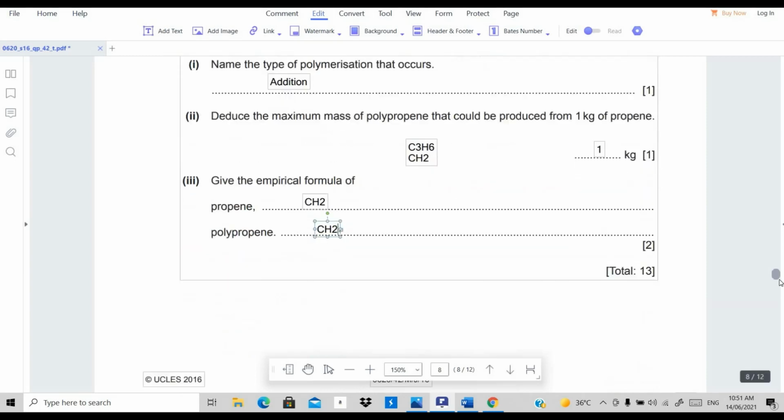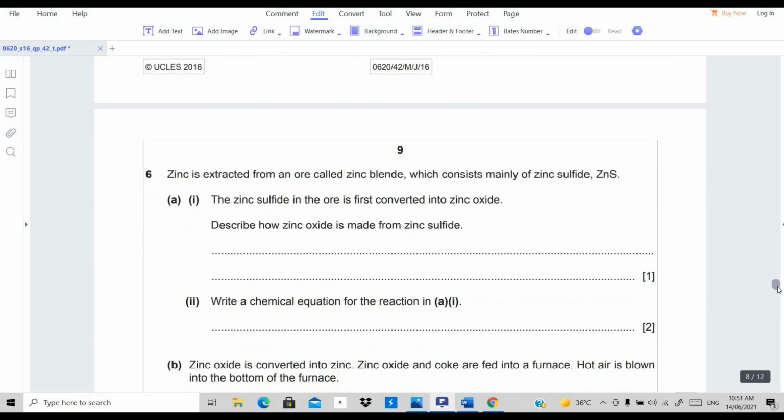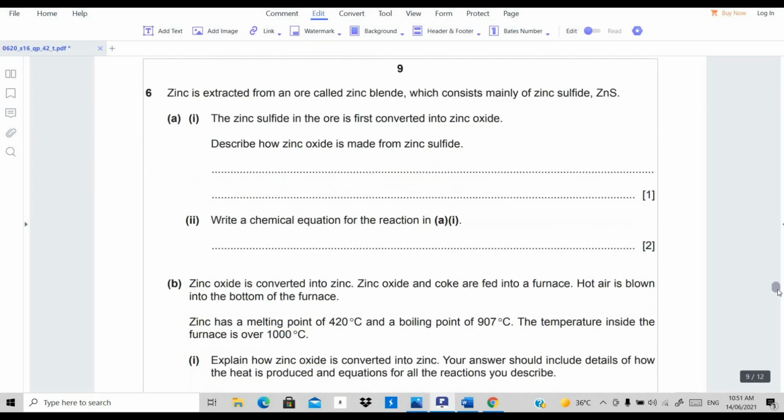Moving on to the last part, last question, sixth question. Zinc is extracted from an ore called zinc blende, which consists of zinc sulfide. Zinc sulfide in the ore is first converted into zinc oxide. Describe how zinc oxide is made from zinc sulfide.